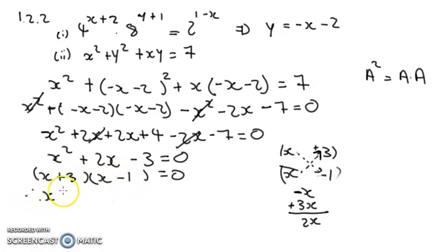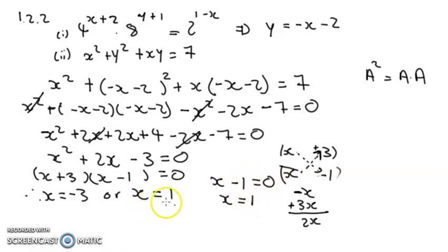Therefore, we're going to have x is equal to negative 3, or x is equal to 1. I'm just going to make an example using one of these expressions. The reason x is equal to 1 is because x minus 1 is equated to 0. That means we will have x is equal to 1 when we take the negative to this side. So that's why we have this value here.